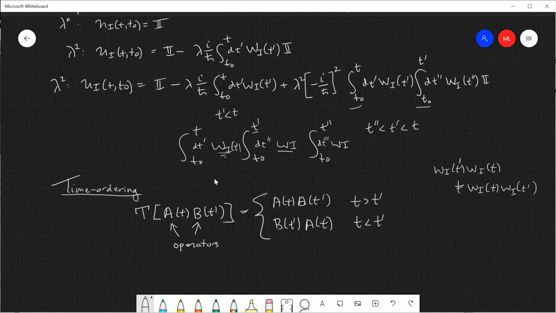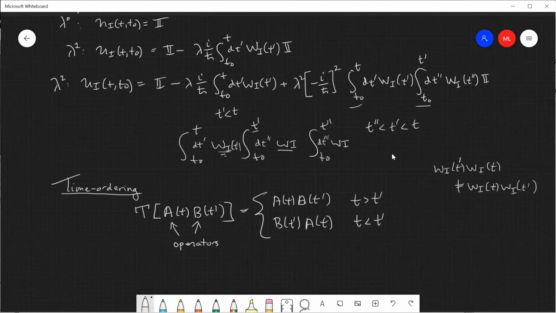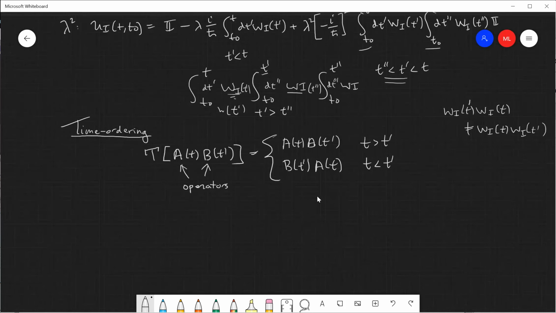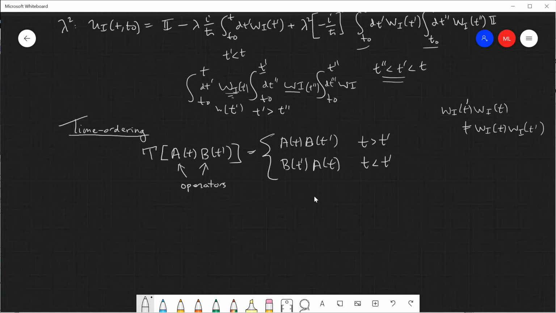Or sorry, I guess I have it backwards here. Oh no, this is right. Yeah, so this operator, the W at t prime, right? The t prime has to be bigger than t double prime, just from here. So we want to make sure the W's stay in the same order. So we want the latest one to come first, with a bigger time argument. So, okay, let me just show you how that works then for this integral.